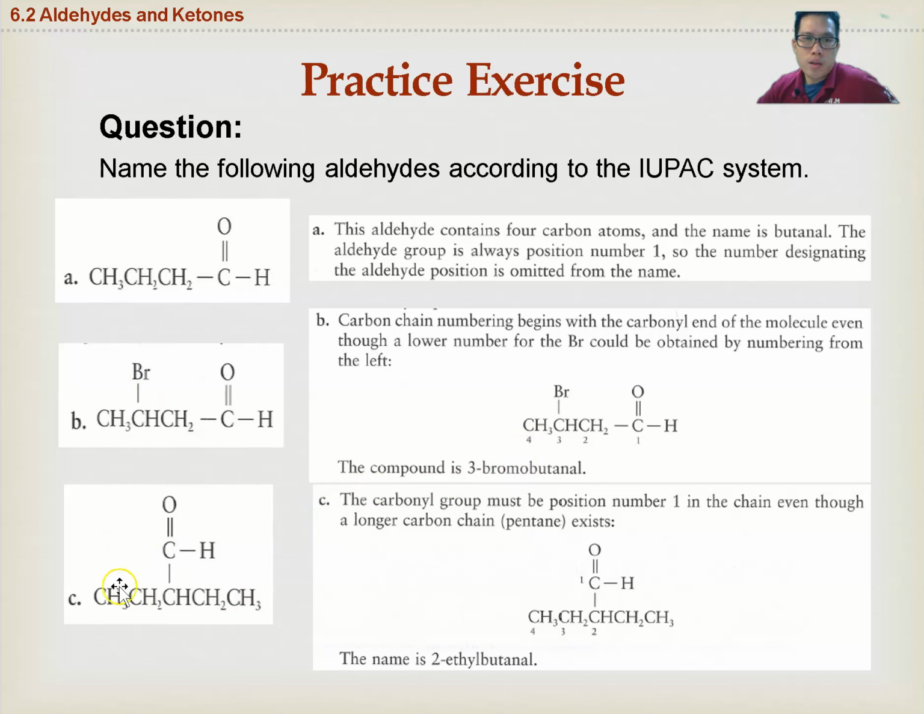Over here, 1, 2, 3, 4, 1, 2, 3, 4. So the longest is 4. You can go either left or right, no worries. Go to the right hand, 1, 2, 3, 4. The ethyl group is located at carbon number 2, so it's 2-ethylbutanal. Okay.